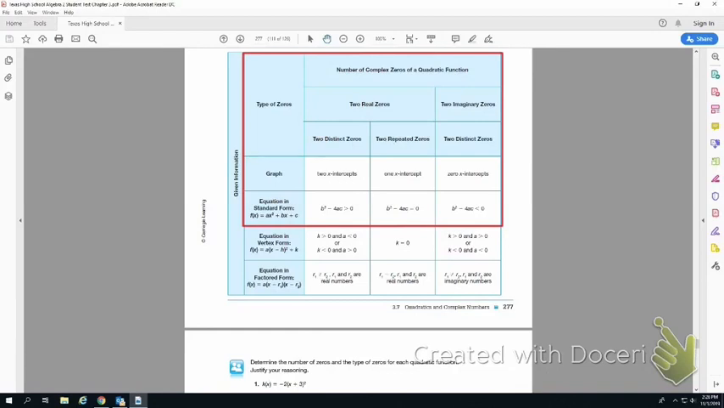If your discriminant is greater than 0, and I would just write it underneath this because the terms the books use aren't necessarily the ones I use. If your discriminant is greater than 0, it's two real. If it's equal to 0, it is one real. And if it is less than 0, then it is two imaginary.